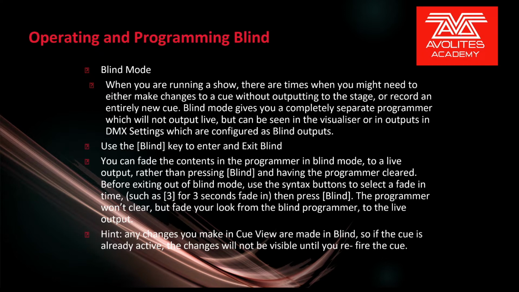You can fade the contents of the programmer in blind mode to a live output, rather than pressing blind and having the programmer cleared. Before exiting blind mode, use the syntax buttons to select a fade in time, such as 3 for a 3-second fade in, and then press blind. The programmer won't clear, but will fade your look from the blind programmer to the live output. Any changes you make in the cue view are in blind mode, so if the cue is already active, the changes will not be visible until you refire the cue.